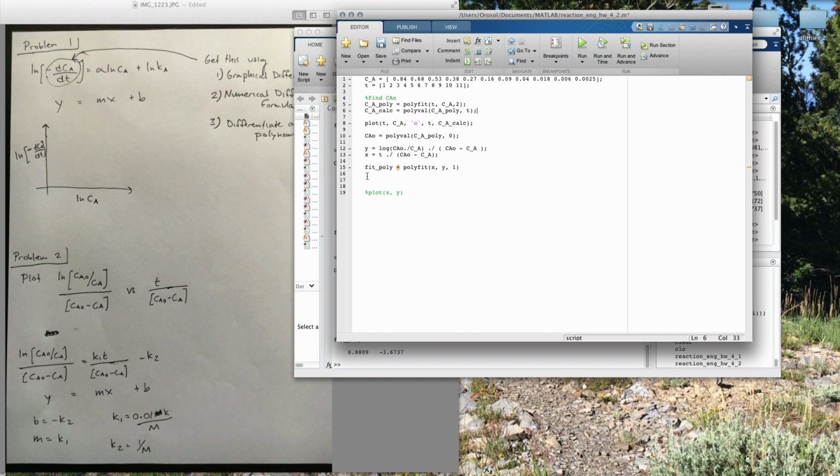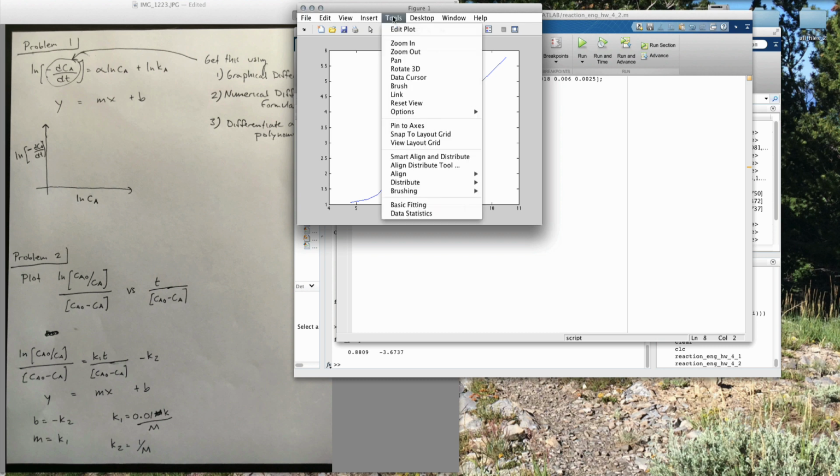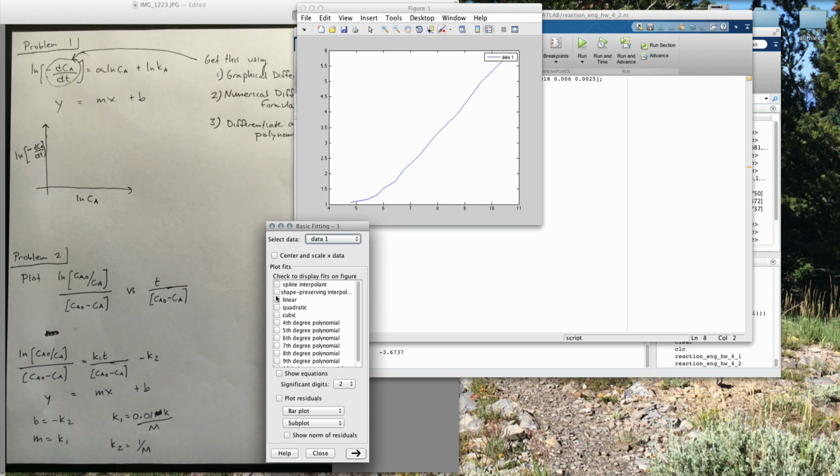And then I just fit it. So I'll plot that now. Comment this one out. So it's mostly a straight line. Once again, you can do tools, basic fitting, linear, show equation, and that's what you get. So m is 0.88 and b is minus 3.7.